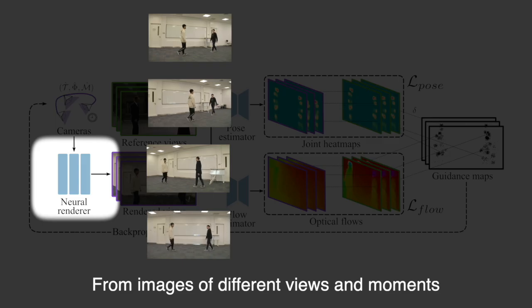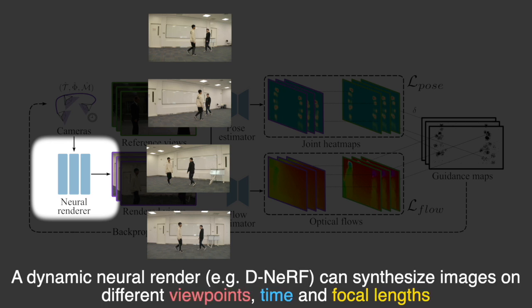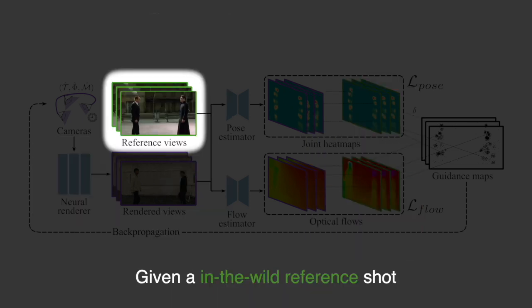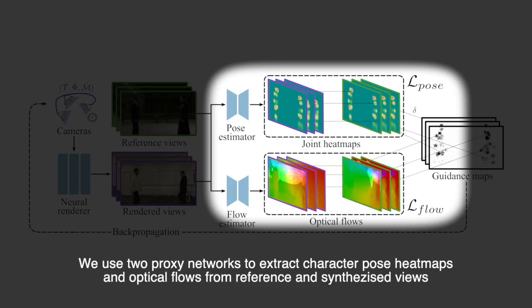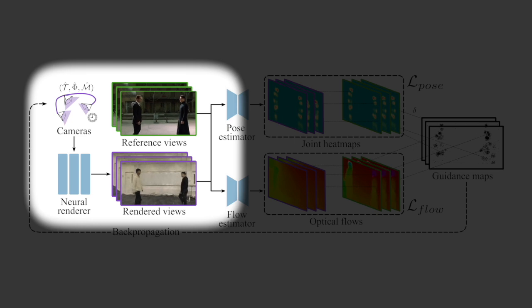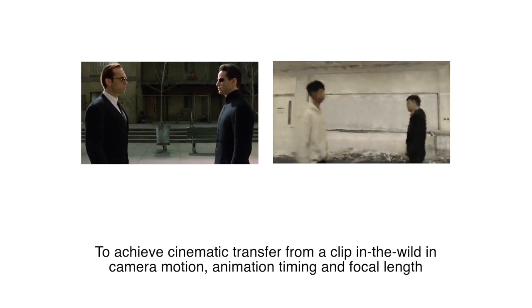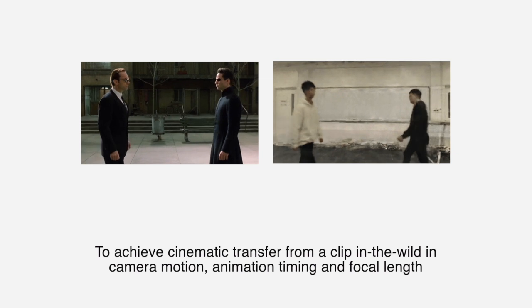We start with a dynamic NeRF representation of a scene by taking multiple views as input, and that has the capacity to then synthesize views on different camera angles, time and focal length. Then, by giving an in-the-wild shot reference, we design two networks to extract character pose heat maps and optical flows from the reference and synthesized views separately. Finally, the losses of the two networks go through a sparse sampling guidance map. By optimizing these cinematic parameters, camera motion, animation timing, and focal length, we show that we can achieve cinematic transfer from an in-the-wild reference shot to a new unseen scene in a NeRF representation.